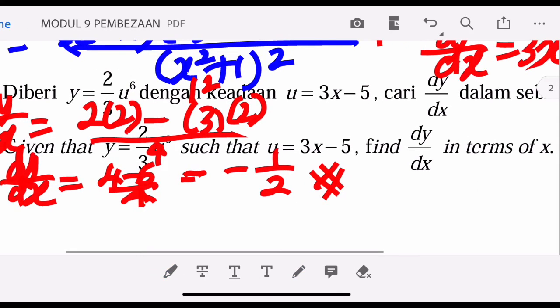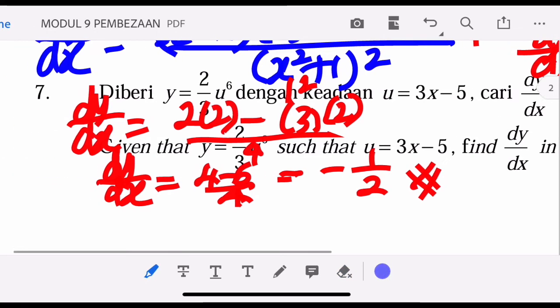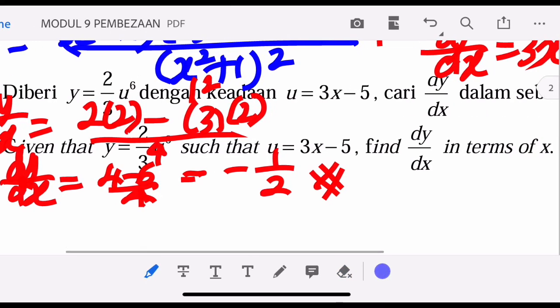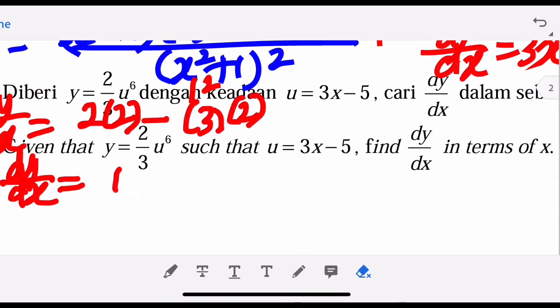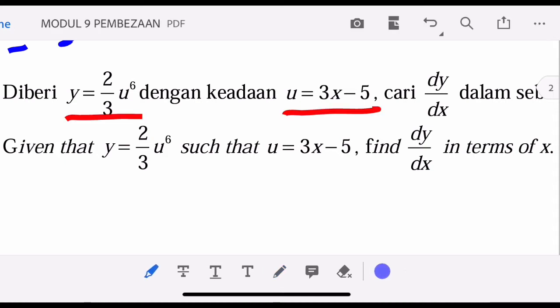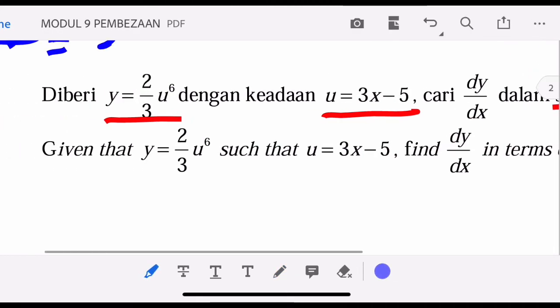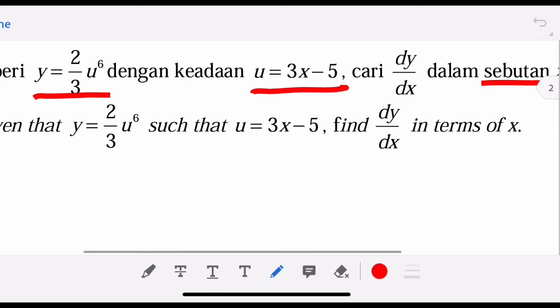Now I would like to discuss number 7. Let's see number 7. You're given the function. Let me erase this one. For this one you're given y, and you're given u, and you're asked to find dy/dx in terms of x. So this one you have no choice. You have to use the chain rule.